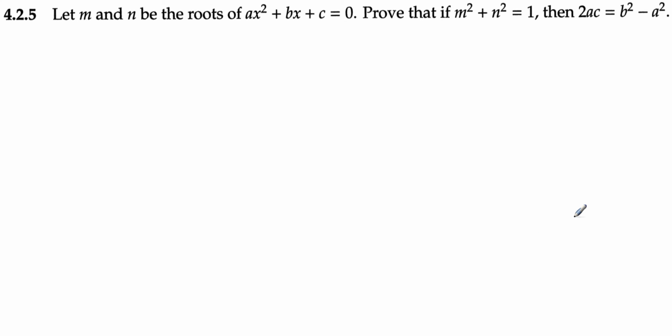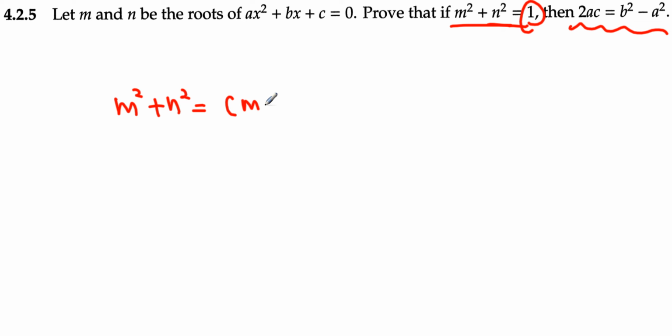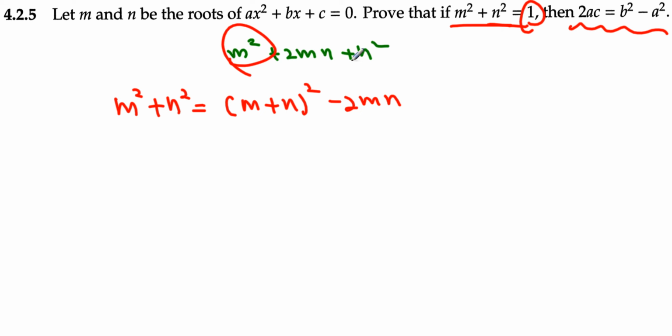All right, let's look at number 5. m and n are the roots of this equation. Prove that if this one is equal to 1, then this one is true. So let's think about this for a second. What is m squared plus n squared? Since both of them are squared, we can think about m plus n squared. But if you remember, this one would have had a 2mn plus n squared. You see the middle term. So what we need to do is subtract 2mn so that we could have m squared and n squared left alone, just like over here.